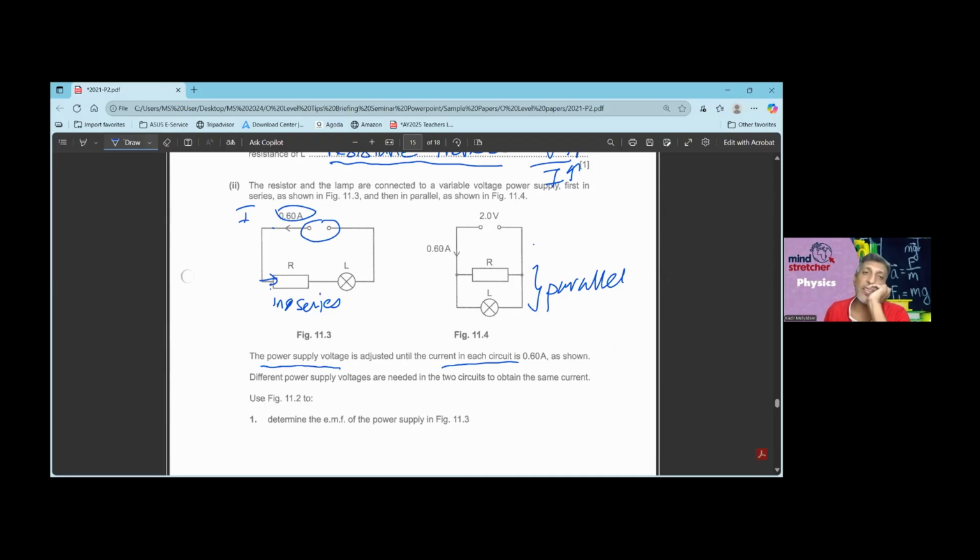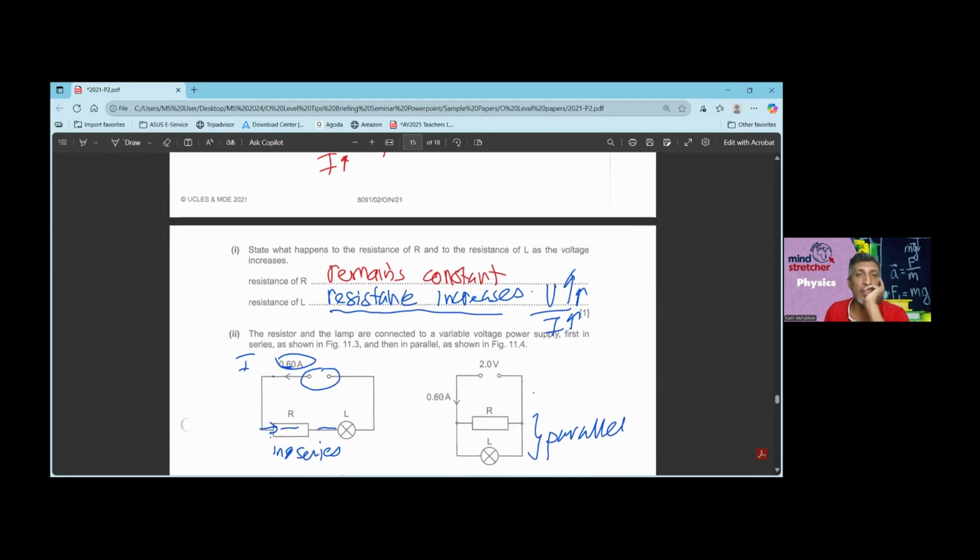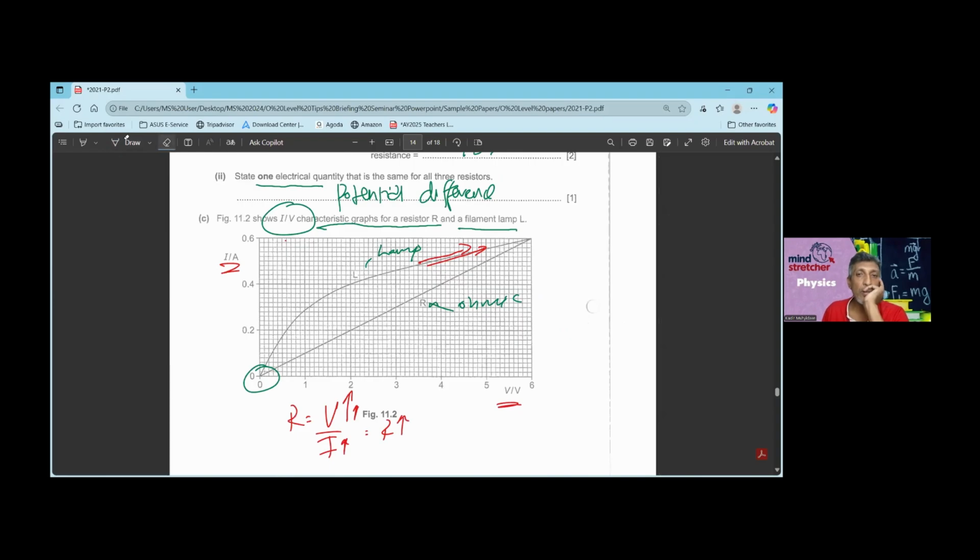Now, the interesting thing is this. If this is 0.6, the current here and current everywhere must be 0.6. So they are saying different power supply voltages are needed in the two circuits to obtain the same current. Use figure 11.2 to determine the EMF of the power supply for 11.3. Now, guys, if the current through R and L are both 0.6, look at that. Where both of them have the same current, it's this point here. Can you see 0.6?